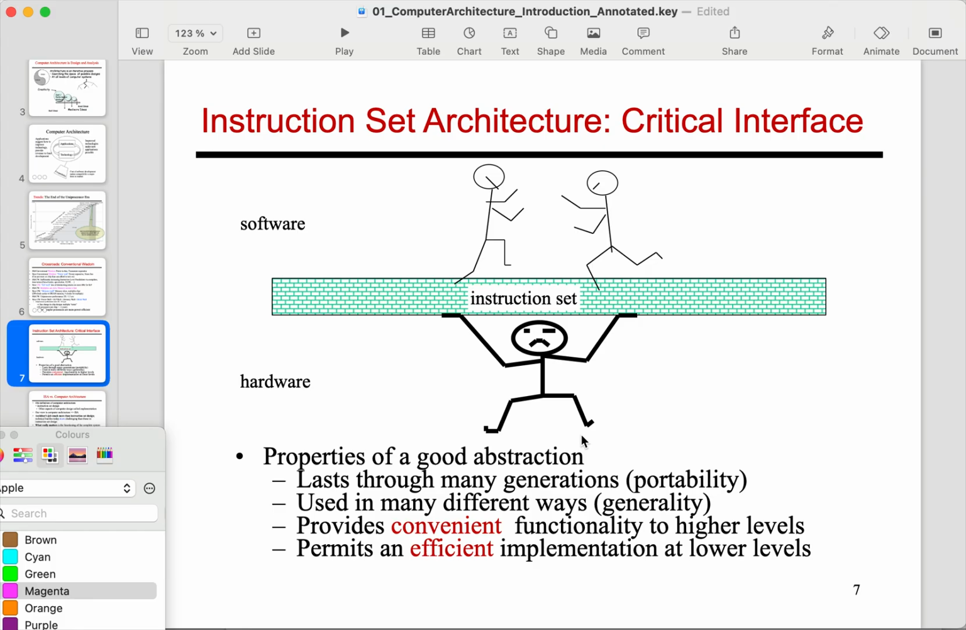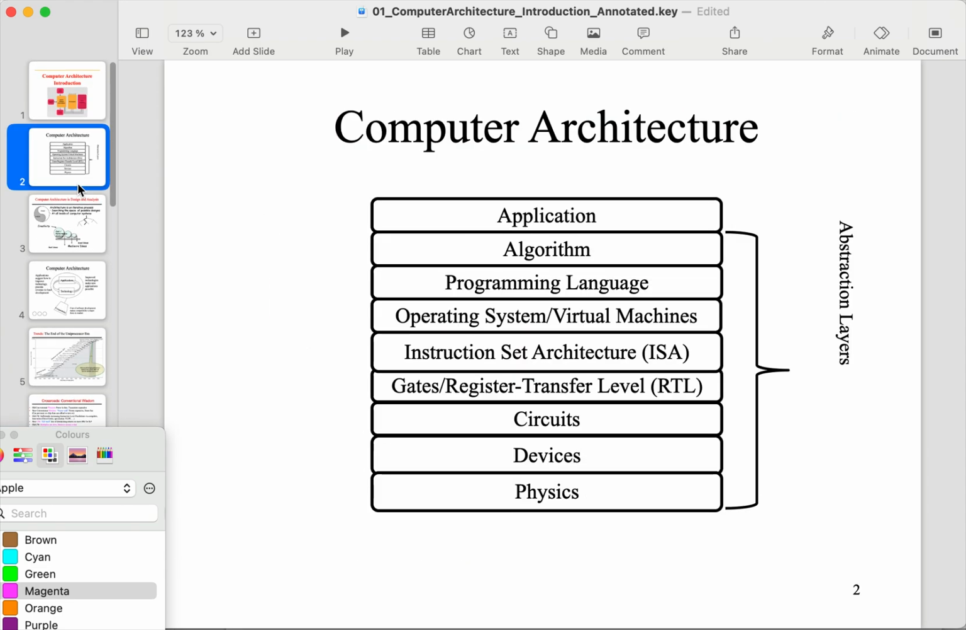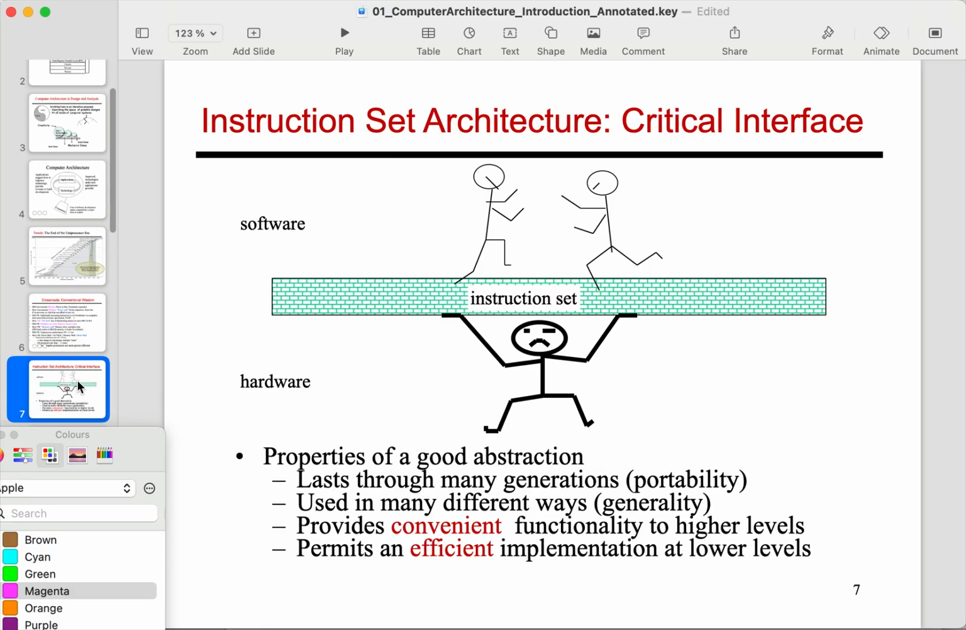Okay, so here is a nice visualization. We have seen the layers earlier here up to the spike. This was all hardware: physics, devices, circuits, gates, and registers. And on top runs the software: instruction set, operating system, applications, programming languages. Here is a nice visualization. The hardware is on the bottom here. This guy is the hardware.